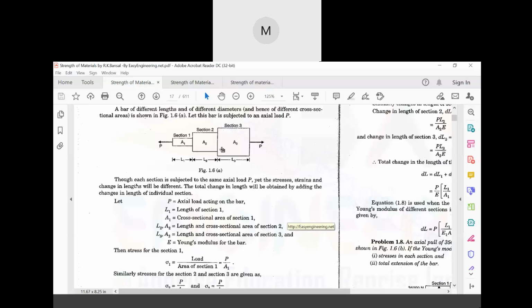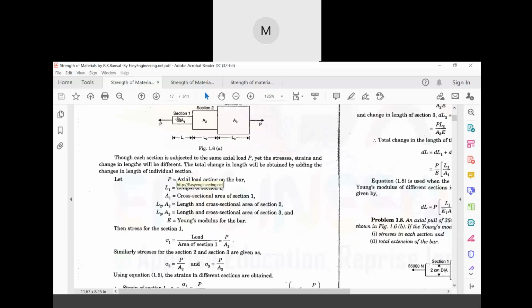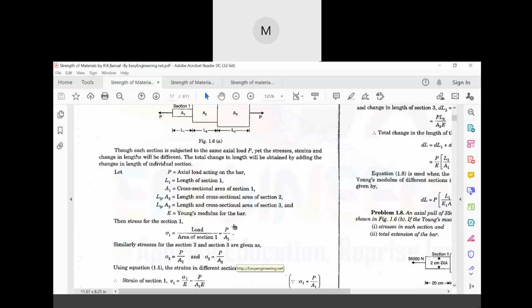Now, if you see here, first of all, you have to find the individual stresses. The stress for section 1 is P by A1. Why P by A1? P is the load applied, A is the area. That is why load per unit area is P by A1. Then similarly, the stress for section 2 and 3 is P by A2 and P by A3, because the same load is applied in A1, A2 and A3. That is why force per unit area. Okay, so this is how we compute.